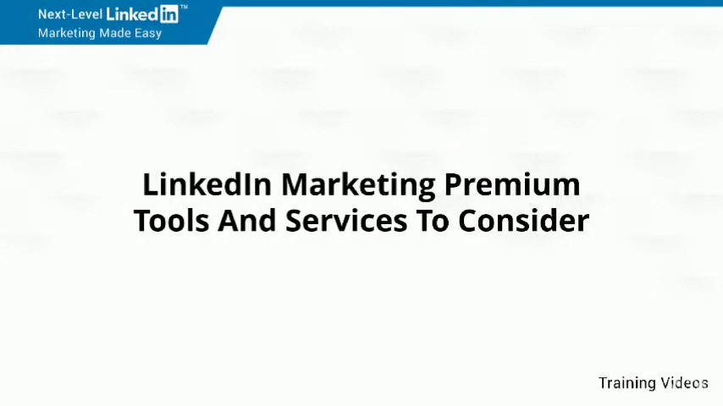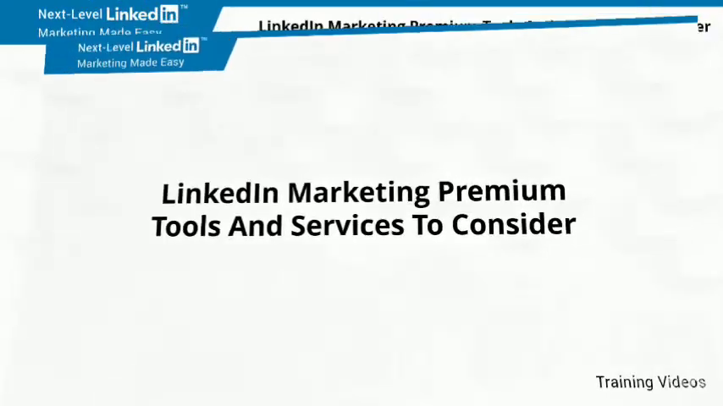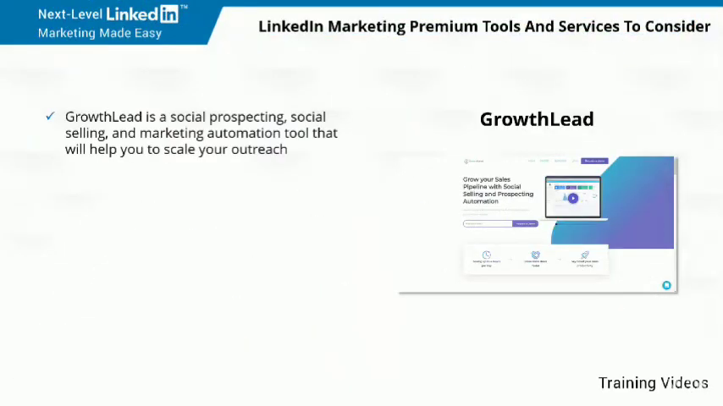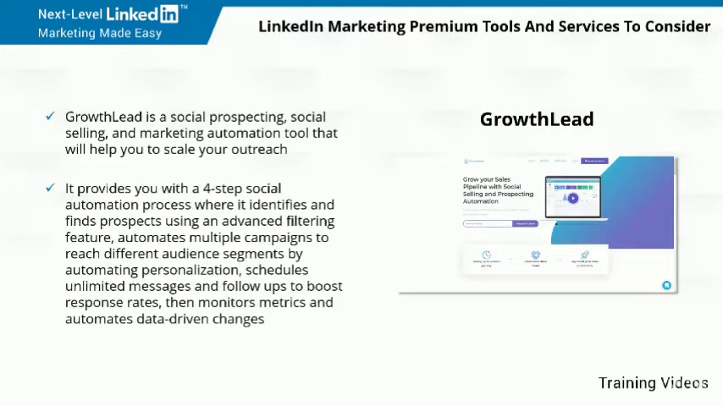LinkedIn marketing premium tools and services to consider. Growth Lead. Growth Lead is a social prospecting, social selling, and marketing automation tool that will help you to scale your outreach. It provides you with a 4-step social automation process where it identifies and finds prospects using an advanced filtering feature, automates multiple campaigns to reach different audience segments by automating personalization, schedules unlimited messages, and follow-ups to boost response rates, then monitors metrics and automates data-driven changes.